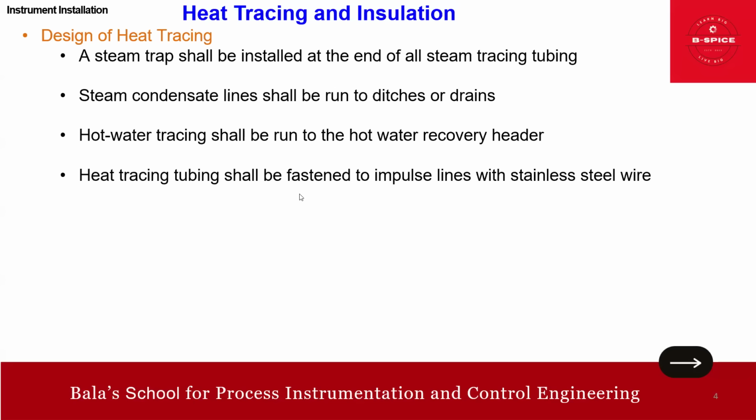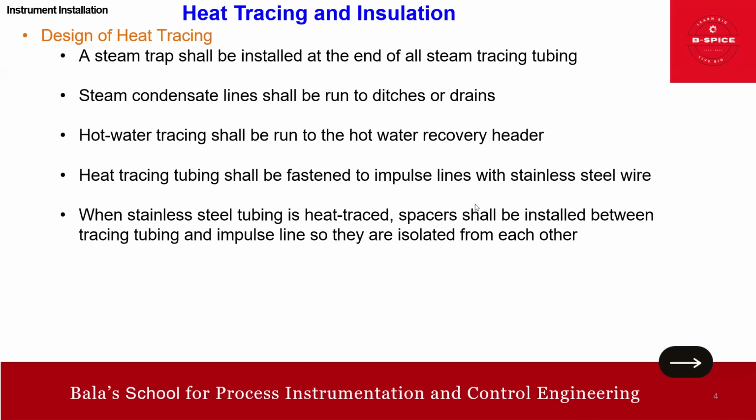Heat tracing tubing shall be fastened to impulse line with stainless steel wire. Just remember this. When stainless steel tubing is heat traced, spaces shall be installed between the tracing tubing and impulse line so that they are isolated from each other. You got it? When SS tubing is heat traced, we need to install spaces between the tracing tubing and the impulse line for isolation.